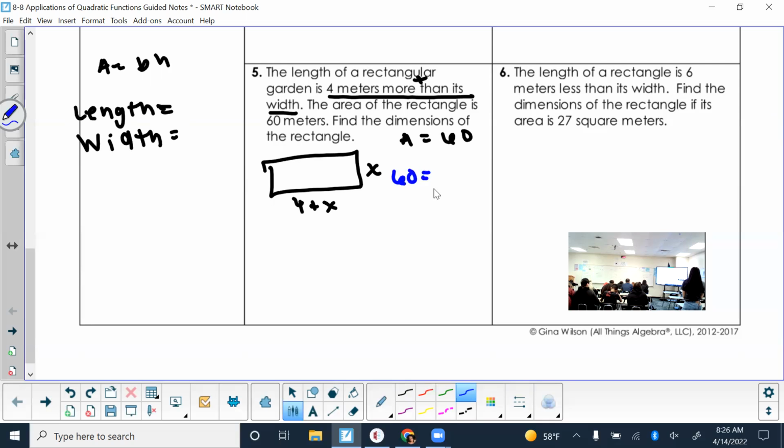equal to length times width, or base times height. What's my length? X plus 4 or 4 plus x, same difference. I'll do x plus 4. So that way it will already be in standard form. And then times the width, which is x, multiplied together. So multiply them, distribute that x. What's x times x? And then what's 4 times x? Good, any questions?